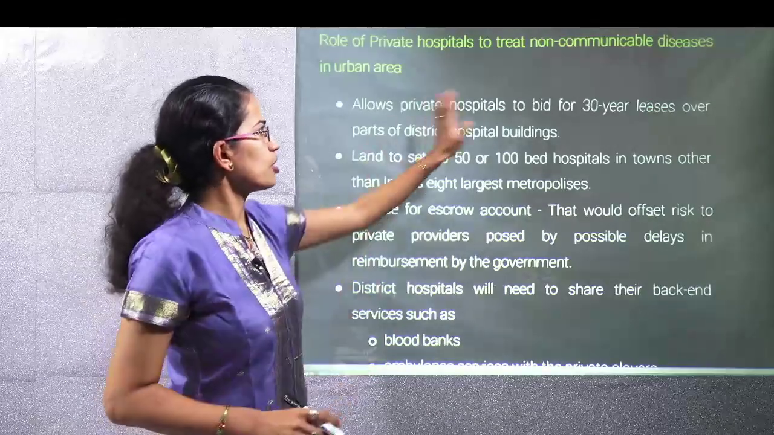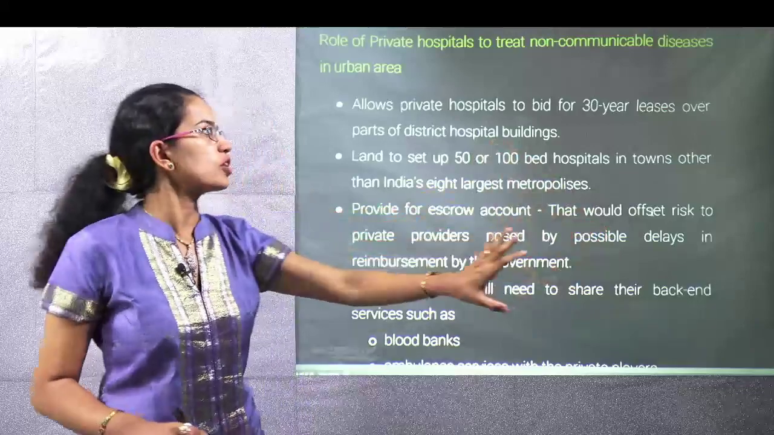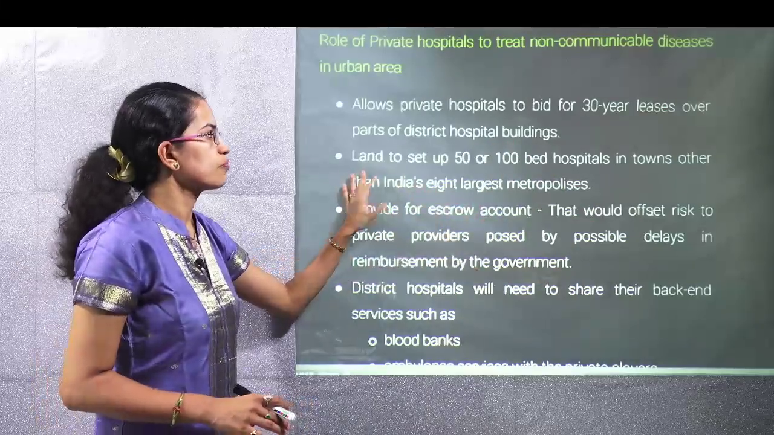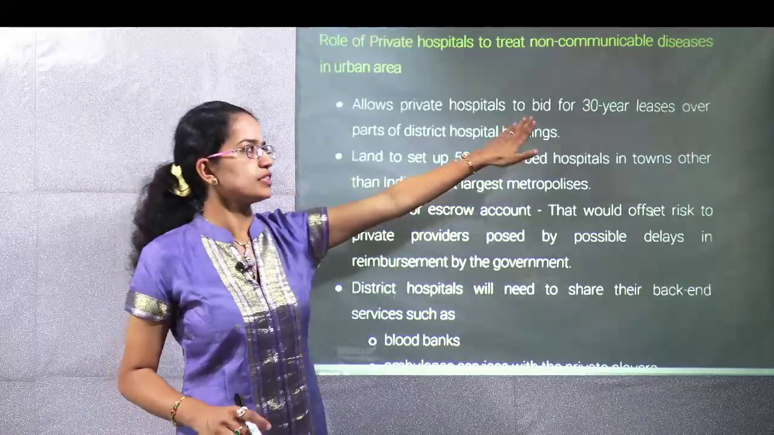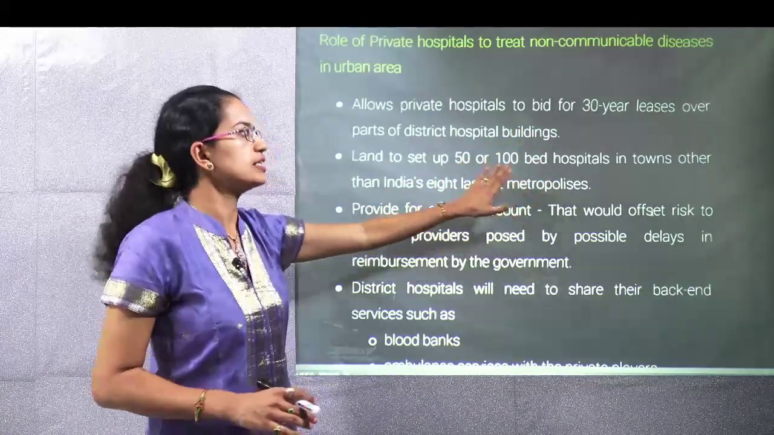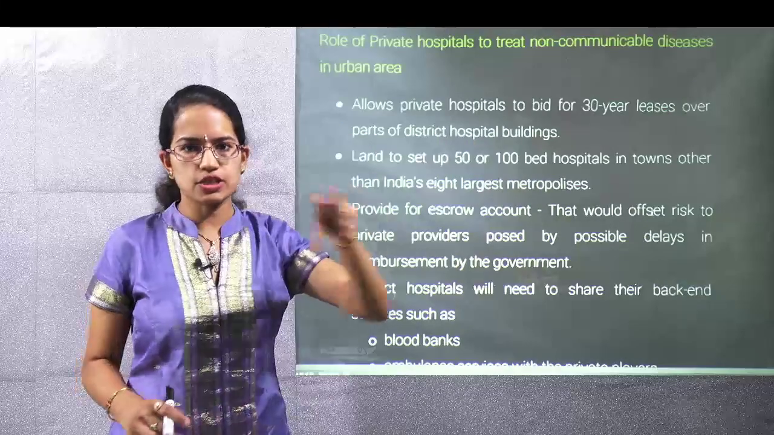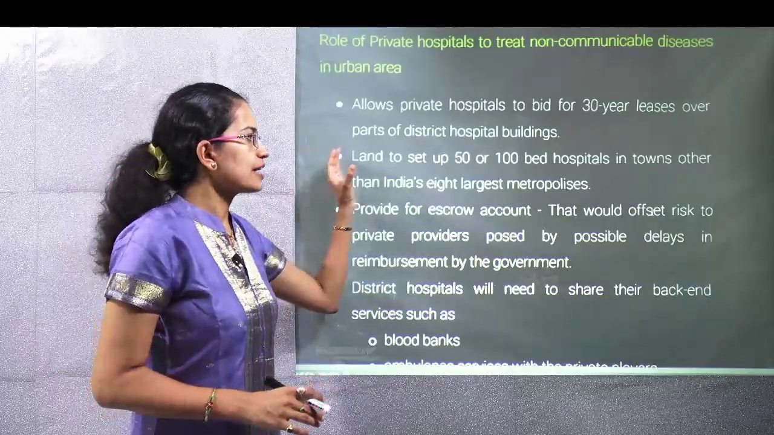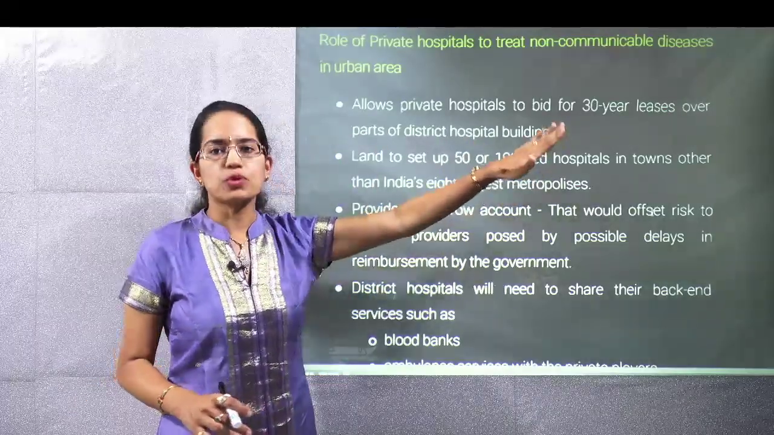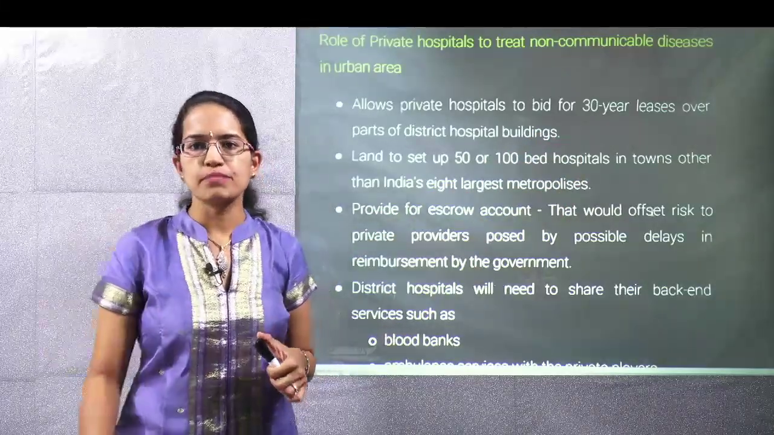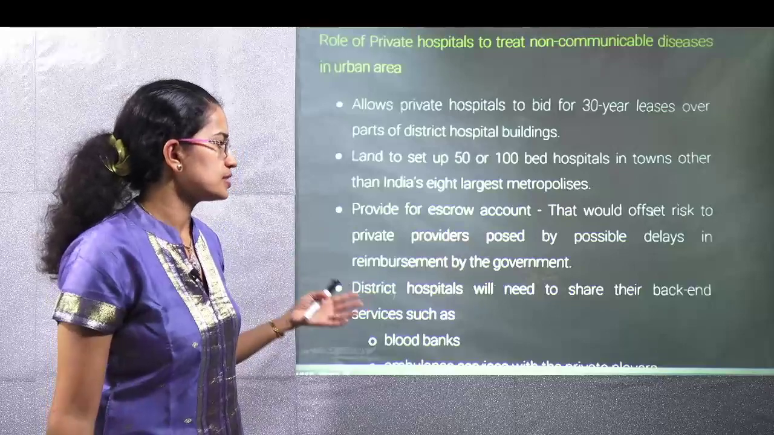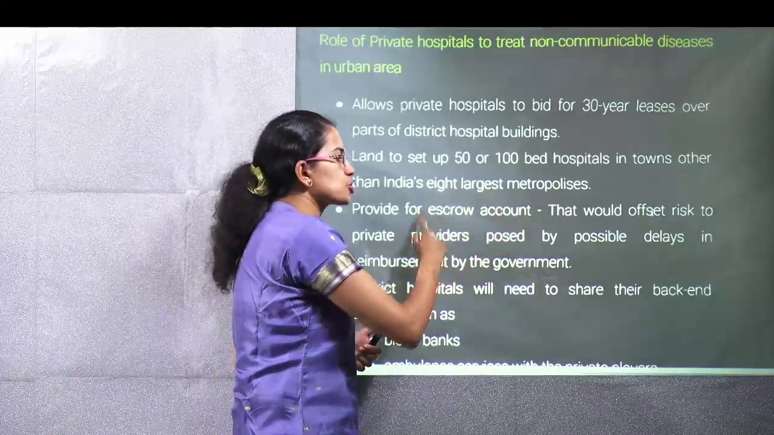The next is the role of private hospitals to treat the non-communicable diseases in the urban area. Now what is important here is, the private hospitals would be allowed to bid for 30 years lease over the various district hospital buildings. The land could be with 50 or up to 100 bed hospitals in the various towns besides the 8 big metropolis or the metropolitans, and it would provide an escrow account.